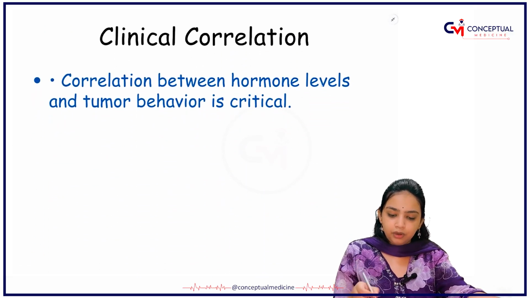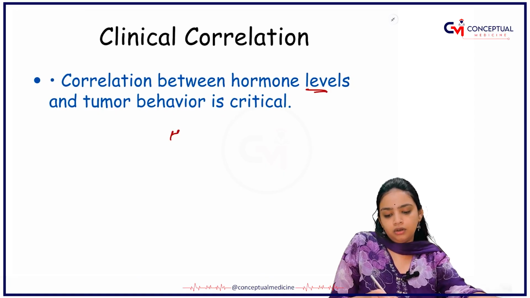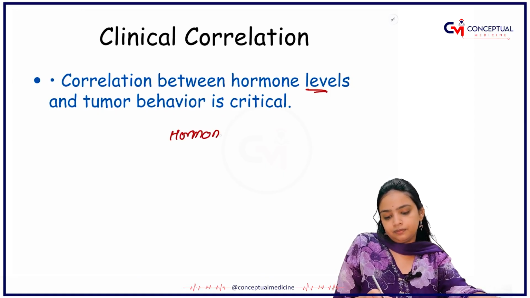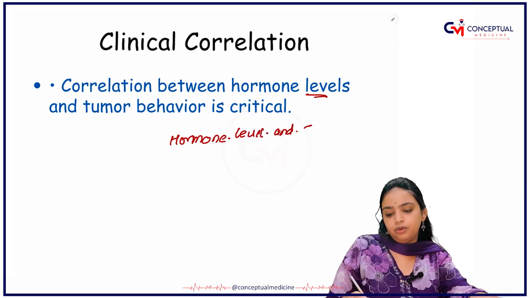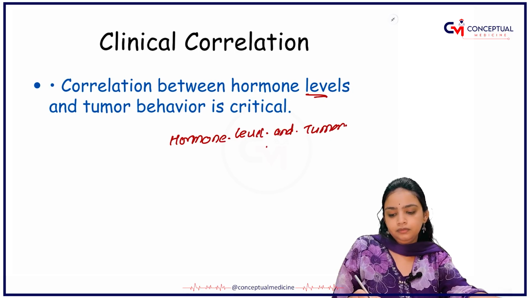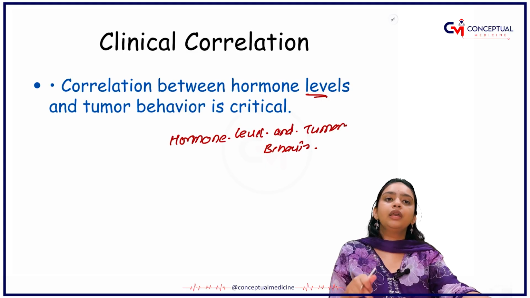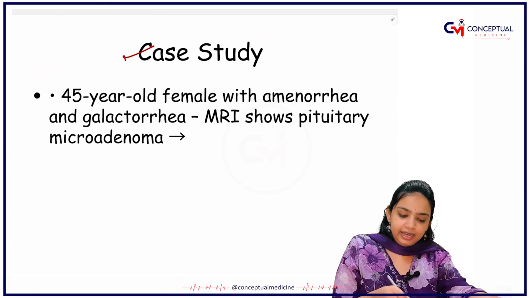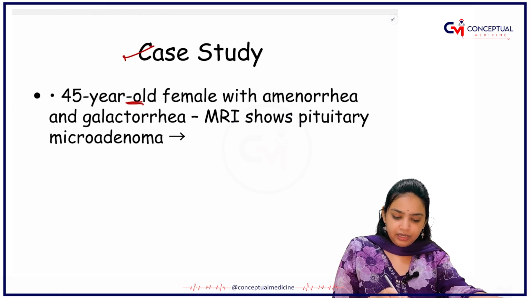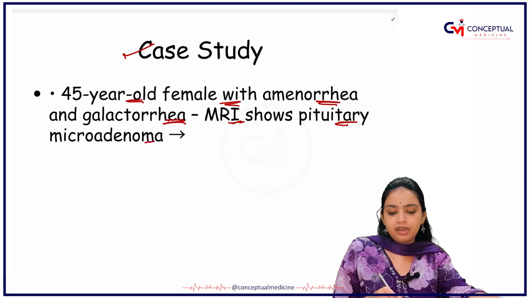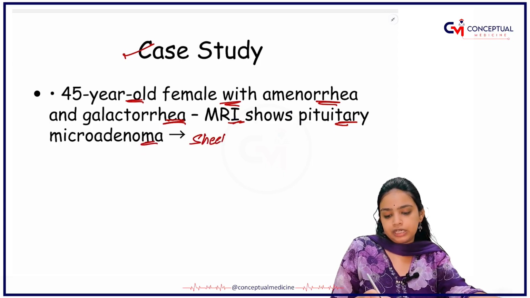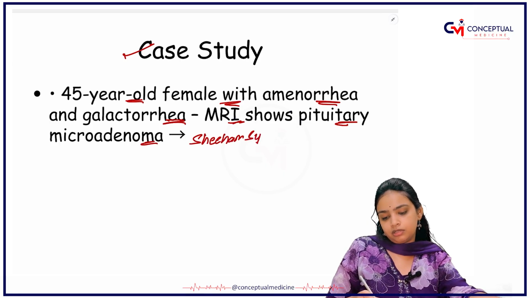Clinical correlations, if I talk about, then you have to check the hormone level and the tumor behavior. These are the two things which you need to keep in mind. This is basically a case study which you will be telling me. There is a 45-year-old female with amenorrhea, galactorrhea. MRI shows pituitary microadenoma. So this is a case of Sheehan syndrome.